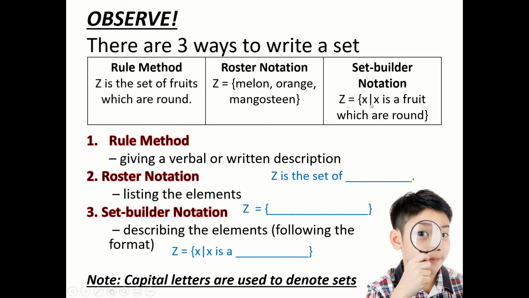Since we do not know the members of this set yet, we're just trying to describe them. Okay, so we say x, because we still don't know it, such that x is a blank. And in our case here, the member in the set, we describe it as a fruit which is round. So again, how will we read this? x such that x is a fruit which is round.